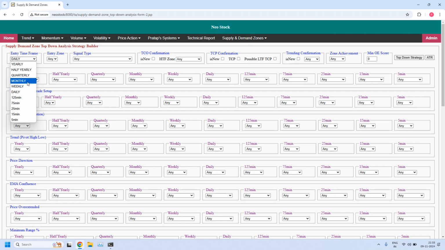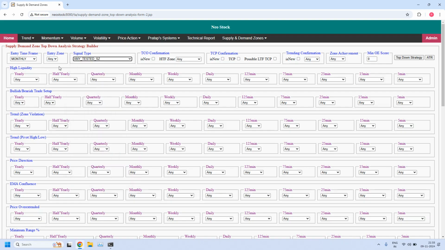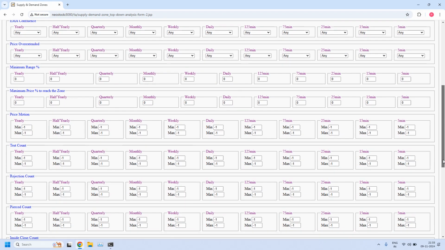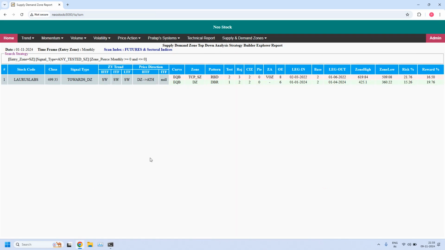monthly time frame. Prices closed inside the monthly supply zone, but we don't want pierced zones for the supply zones. So entries on supply zone in the pierced counter. At monthly time frame, minimum value is 0, maximum value 0. That means zone is not pierced. Which zone? Monthly supply zone. So we got only one stock. No need to check for EMA because the trend is sideways.